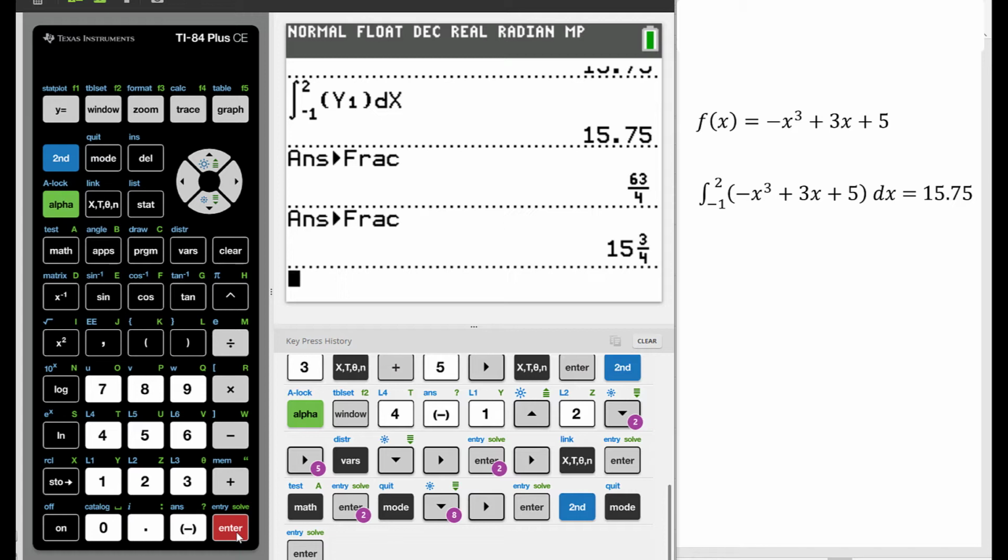So you can get your answer any one of those 3 ways, whichever way you want to write out your answer.